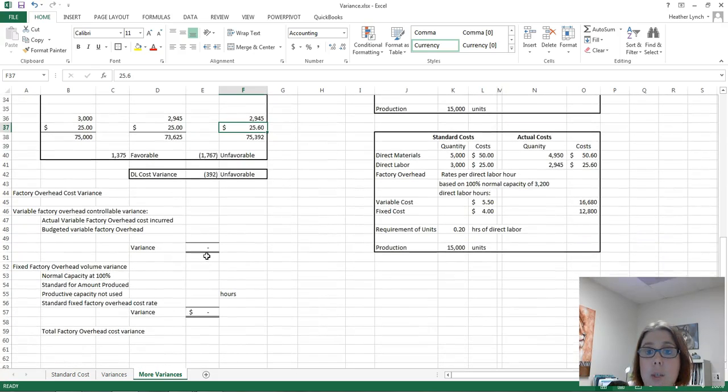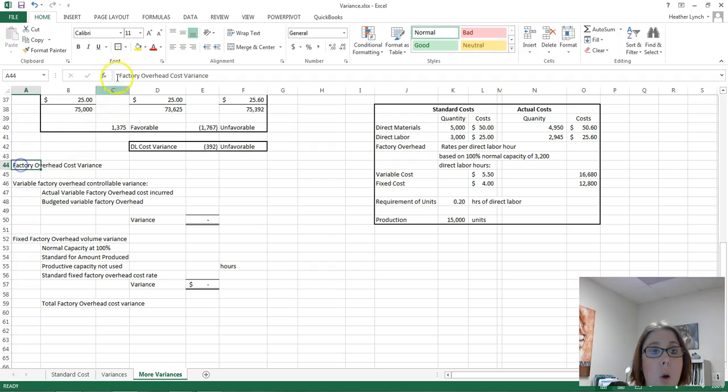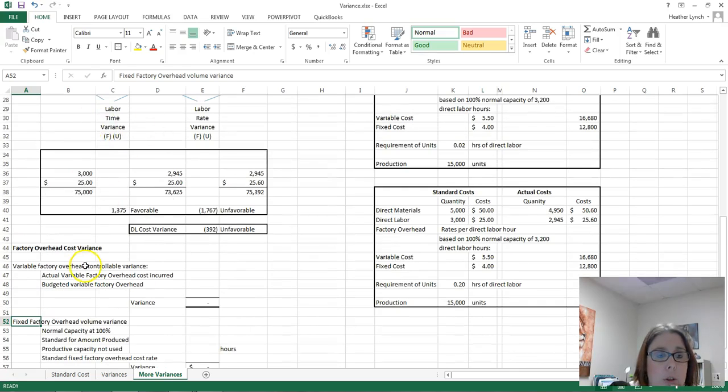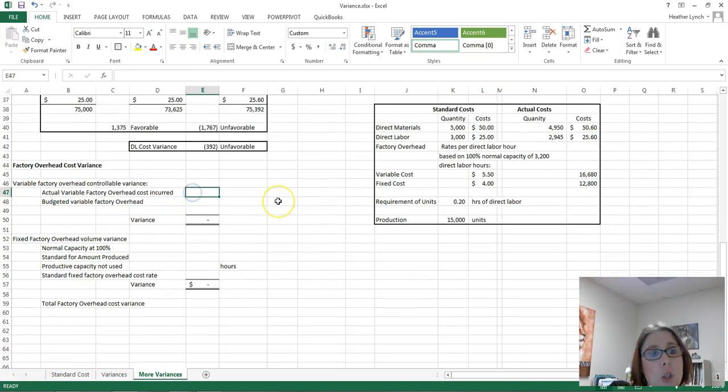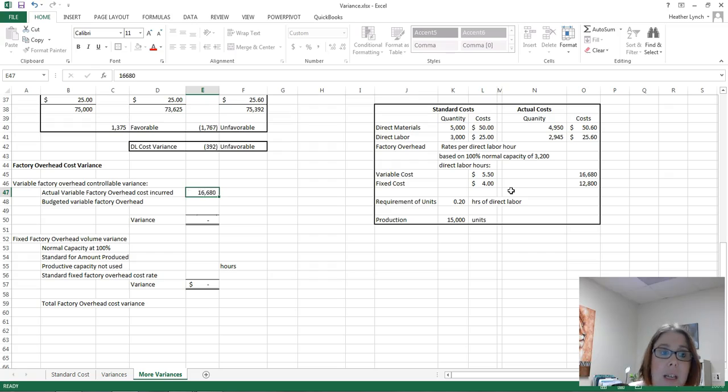So the last part, which is kind of new, we have our factory overhead cost variance. When we're looking at factory overhead, we have to look at our variable factory overhead and we have to look at our fixed overhead. And I tried to find something that's more in the book versus using my other little section up here. So actual variable factory overhead cost incurred. This is our actual variable, which was $16,680. Our budgeted variable factory overhead.